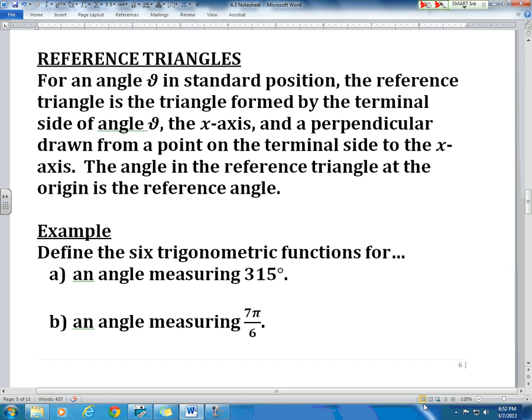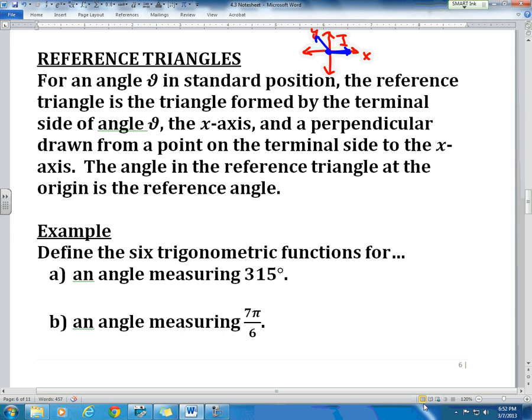I don't know if anyone, as I've been going through this, was thinking, well, every angle that you've talked about has been within this first quadrant. But as soon as we move out of the first quadrant, our angles aren't acute anymore. Our angles become obtuse. So how do we deal with obtuse angles and the 6 trigonometric functions? We're going to use something called a reference triangle to help us within this section.